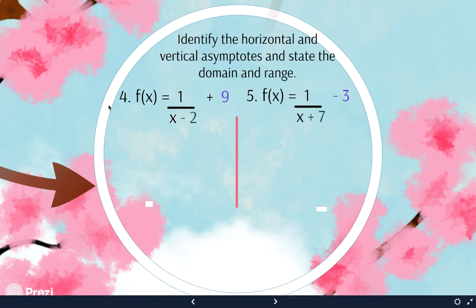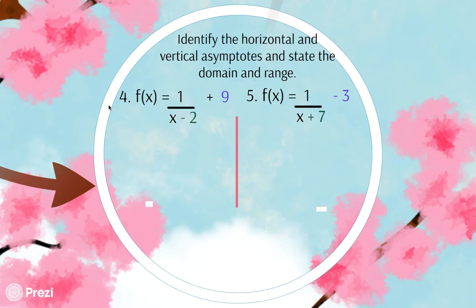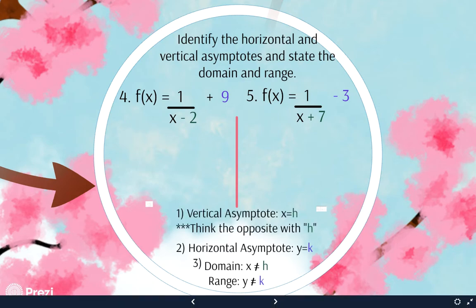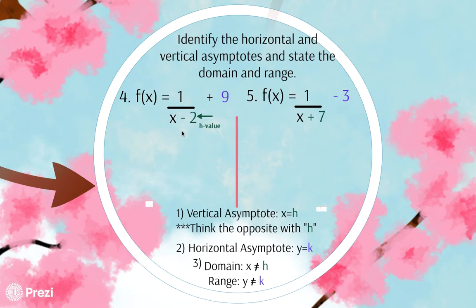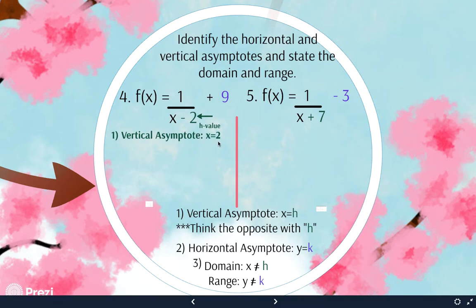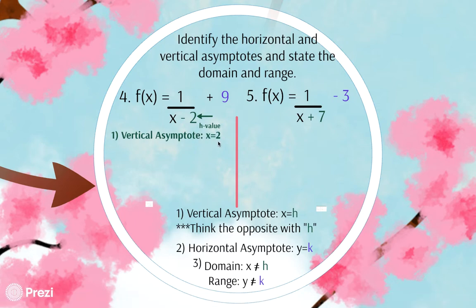On this one, let's identify the vertical asymptote first. Our vertical asymptote is whatever the h value is, which remember we think the opposite. Where's the h value in example 4? Holy hot dog, that's where it is, right there. Currently it's x minus 2, so we have to think the opposite. Since it's minus 2, your vertical asymptote is going to be x equals positive 2. So think the opposite with your h value.